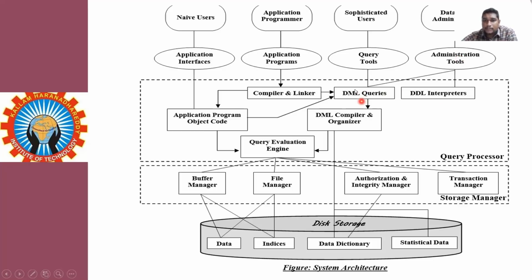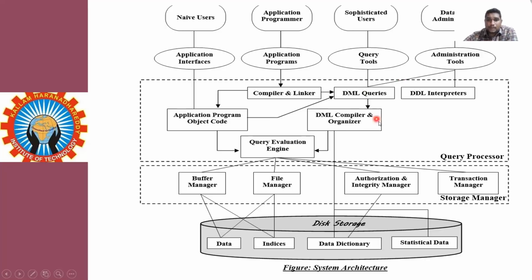After converting all these 1 2 3 4, I hope you understand. It can be implemented by 4, which can be retrieved by means of 4. All these 4 are moved to the compiler and organizer and then to the query evaluation engine. Clear? I hope you understand, right?